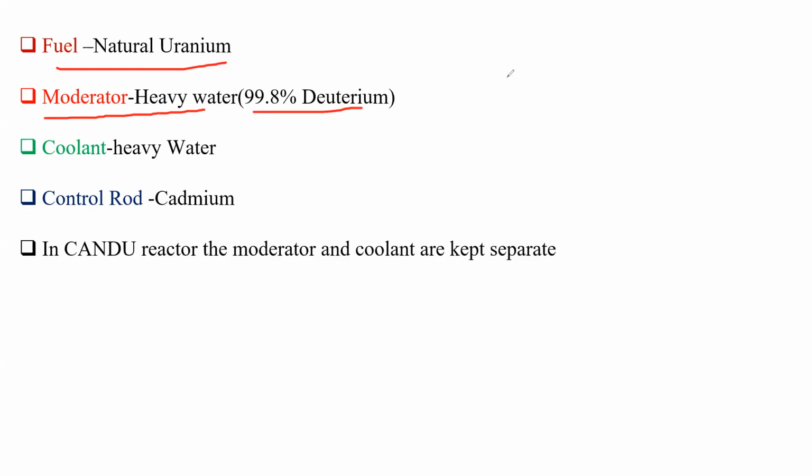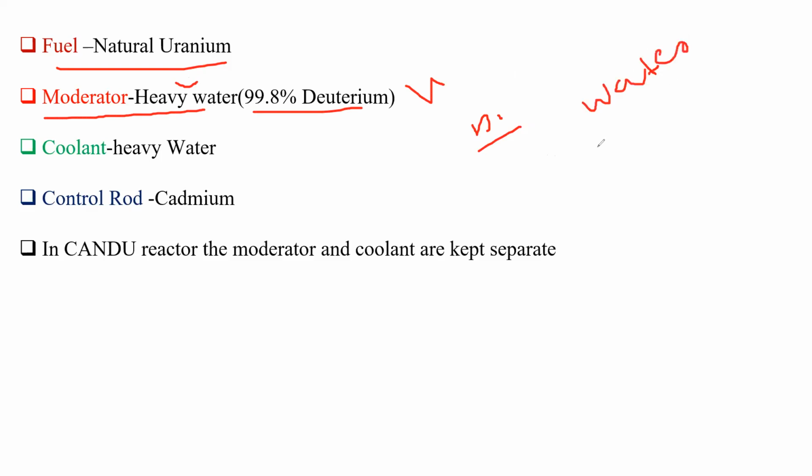Sometimes they ask which type of moderator is used in the Canadian deuterium reactor, and the answer is heavy water. Some students write down both, or none of these. They did not find the difference between water and heavy water.